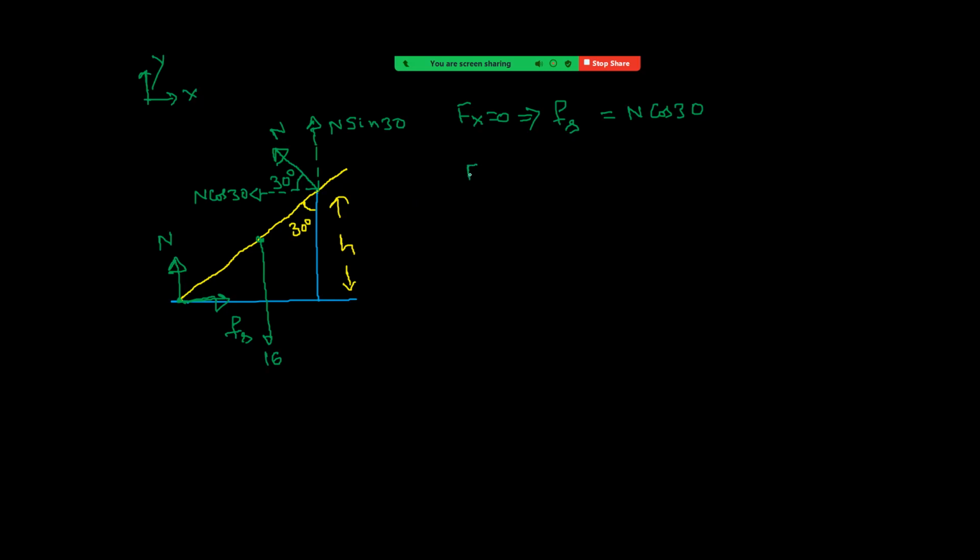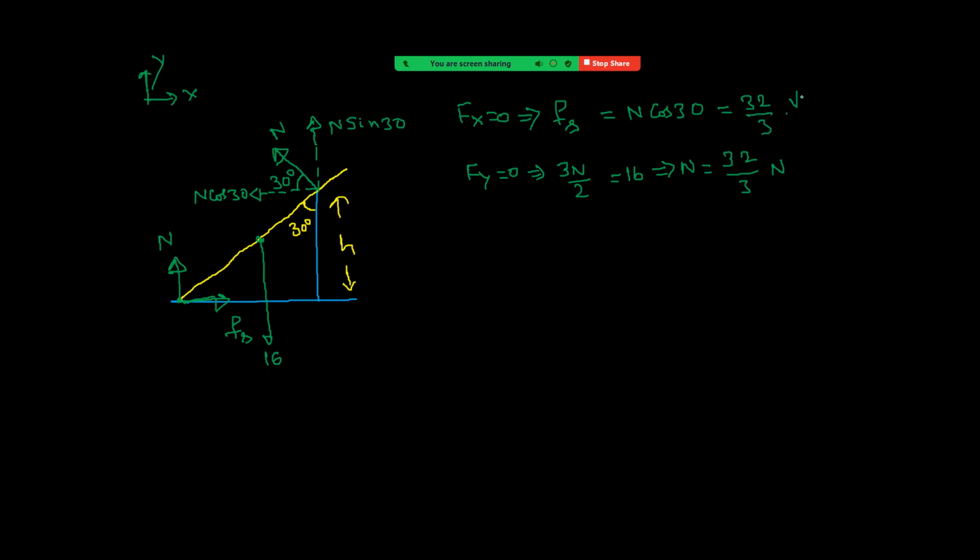Next, taking along the y-axis, along vertical: N plus N sin 30, which is N plus N by 2, which is 3N by 2. That is equal to 16. That implies N equals 32 upon 3 Newton. So the N value is 32 by 3.